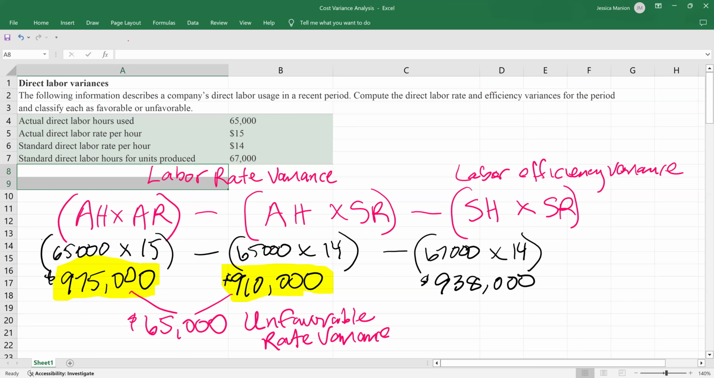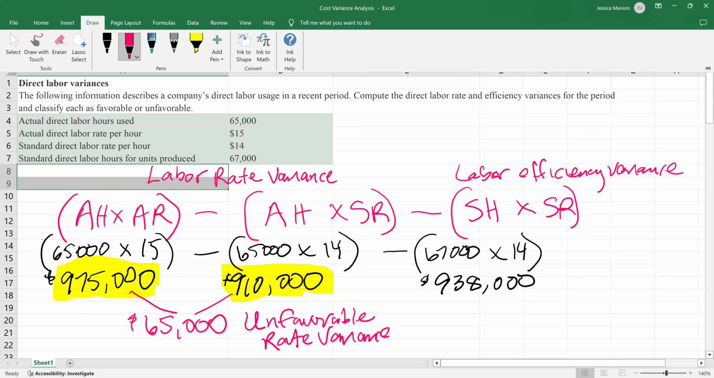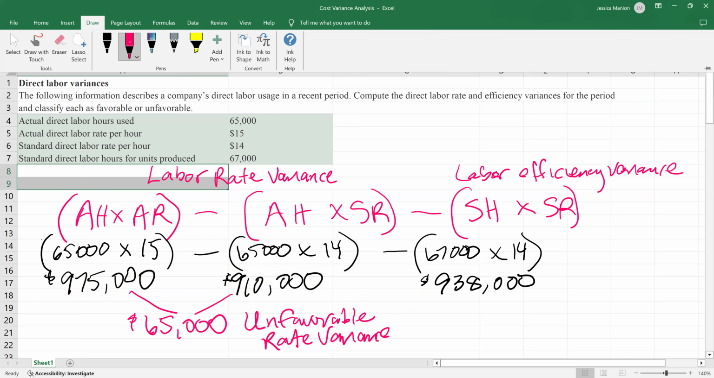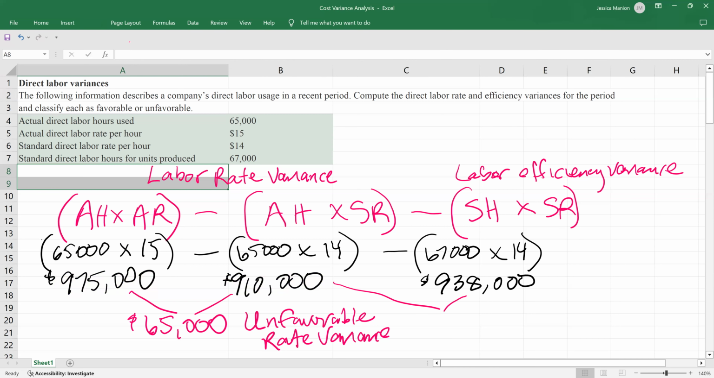All right, now we're comparing these two. And let me get my eraser pulled up and erase these highlights. Okay. Now we're comparing these two for our efficiency variance, okay? And let's think about this efficiency variance.